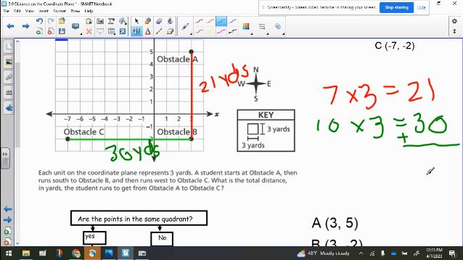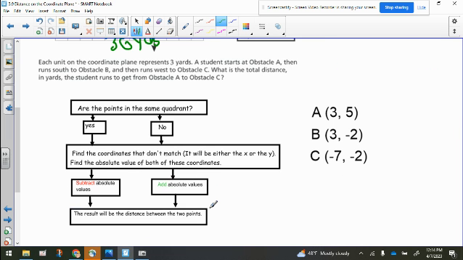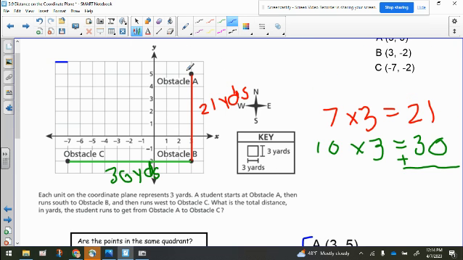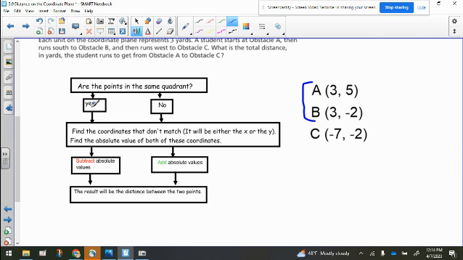Now I do want to talk about another method that you could have used. You could have counted by threes. You could have done 3, 6, 9, etc. and counted that way. But let's talk about using this approach. So this is point A. And if we wanted to figure out the distance between points A and B, we could look at the rules here. Are the points in the same quadrant? And they're not, right? This is in quadrant 1. This is in quadrant 4. So that would be a no.